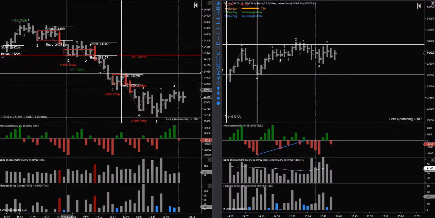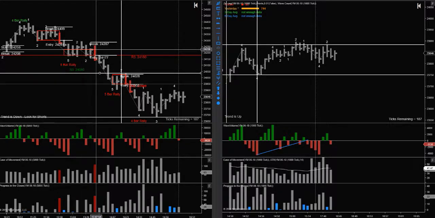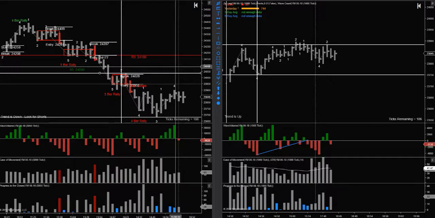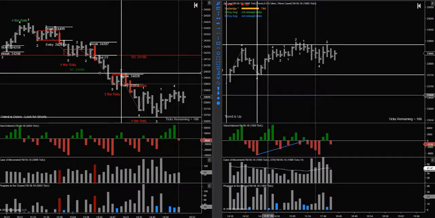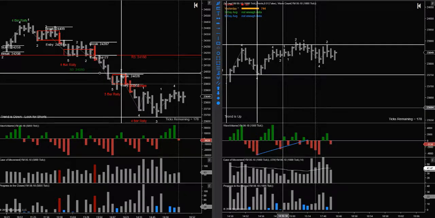All right. Left hand side, higher time frame. Right hand side, lower time frame. This is of the Dow. You can use any higher and lower time frame combination, but just make sure you use it because, in my opinion, to understand trend, you need at least two time frames.